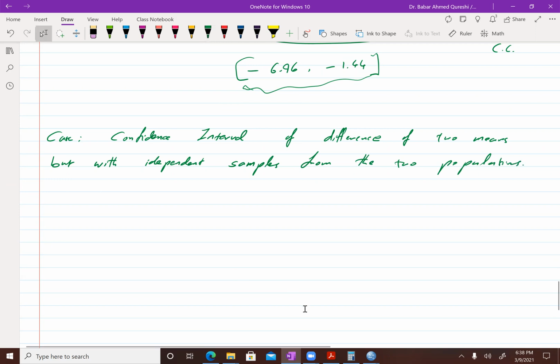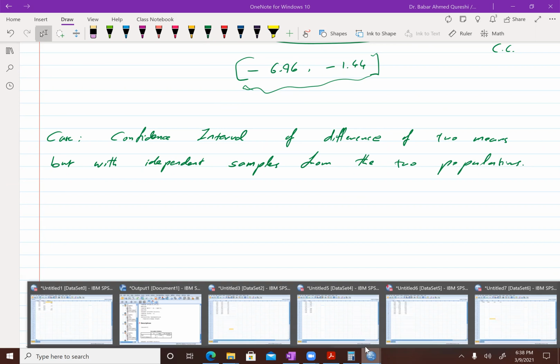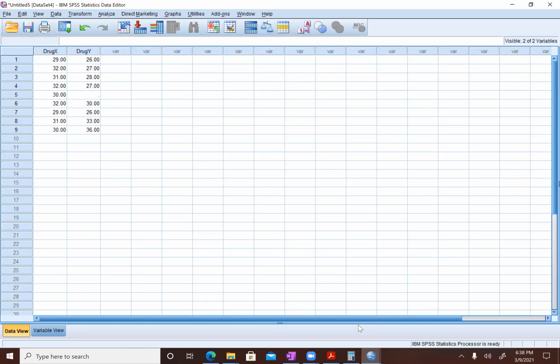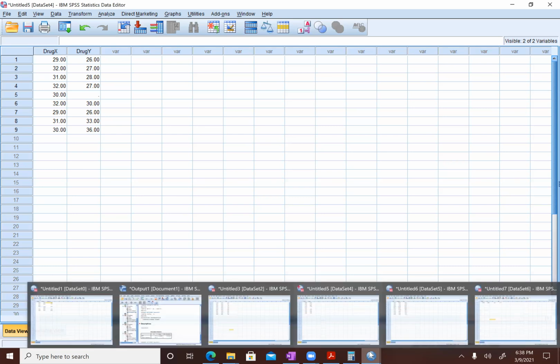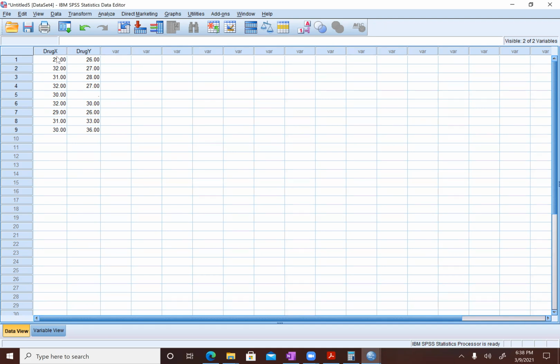So if I go to previous examples, what could be an independent sampling? Like in this drug example, if I had just taken some patients and given them drug X in the same week, and in the same week I was doing this experiment, I had taken some other patients and given them drug Y, then this would be independent sampling.